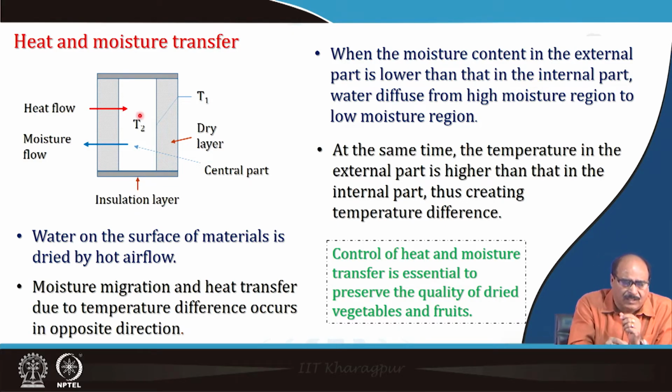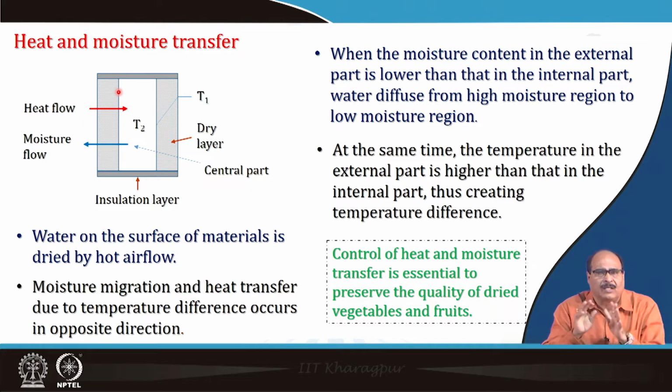As I told you, here in the drying chamber, heat is flowing here, and the material, which was initially at a T1 temperature, is put into the dryer, and its temperature is raised to T2 with the help of the heated air, and then the moisture goes out. Also, in the drying chamber some insulation is provided so that there is no heat loss. So, water on the surface of the material is dried by hot air flow.